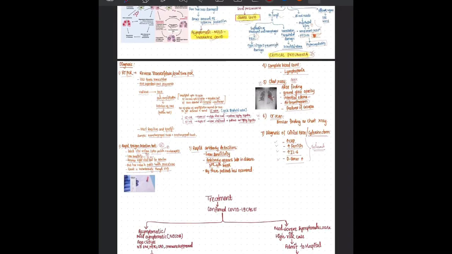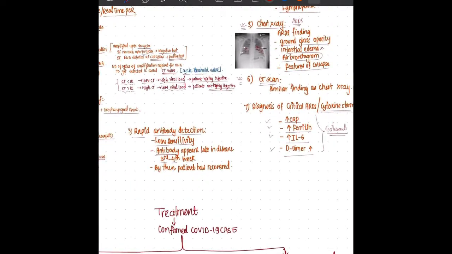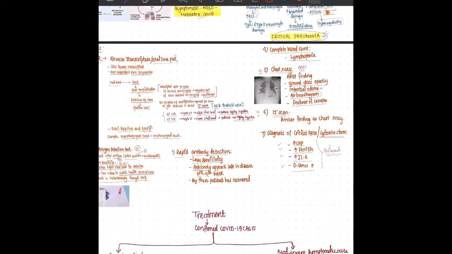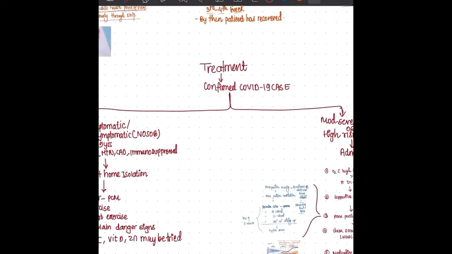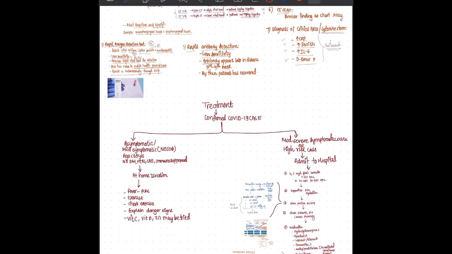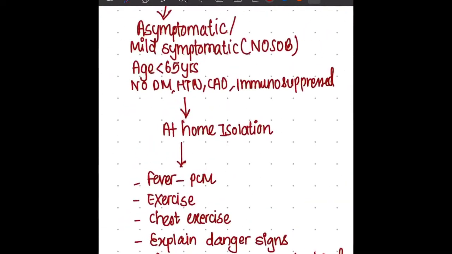Okay, so these were all the diagnostic tests as well as prognostic tests as well as tests for monitoring cytokines that are used in the cases of COVID-19. Now let's finally talk about the treatment of COVID-19. So you can classify the COVID-19 cases into 2 classes.